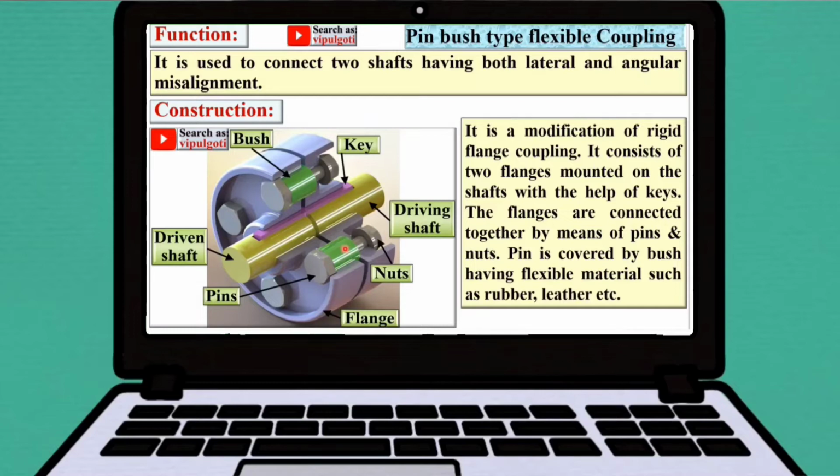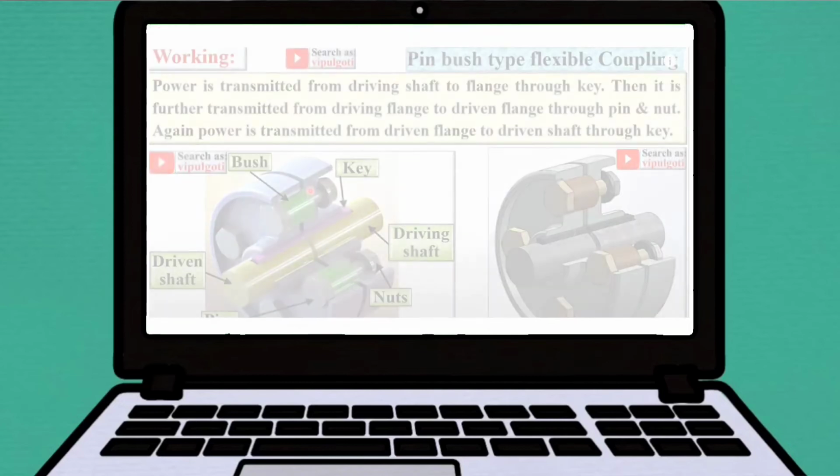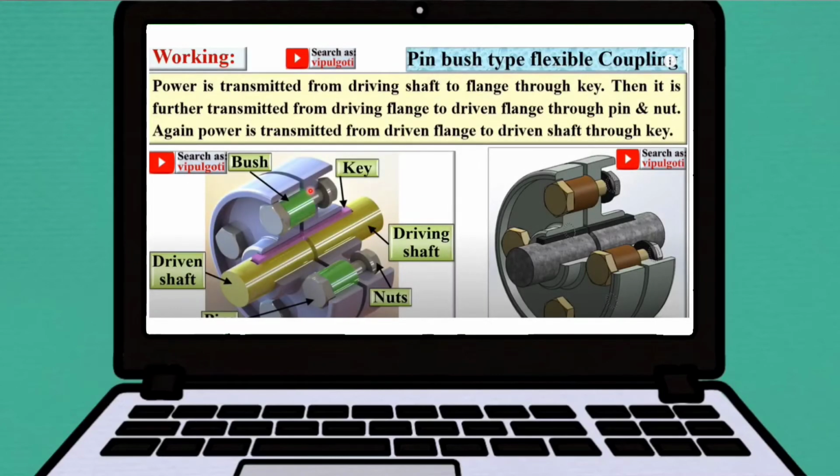Its construction is a modification of the rigid flange coupling. It consists of two flanges mounted on the shafts with the help of keys. The flanges are connected together by means of pins and nuts. Pins are covered by bushes made of flexible materials such as rubber and leather. In terms of working, power is transmitted from the driving shaft to the flange through a key. Then it is further transmitted from the driving flange to the driven flange through a pin and nut. Again, power is transmitted from the driven flange to the driven shaft through a key.